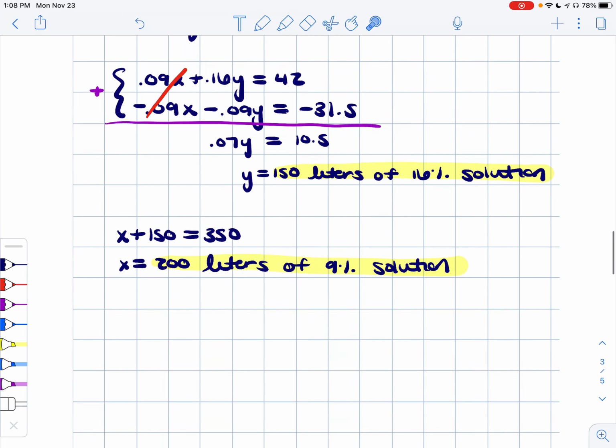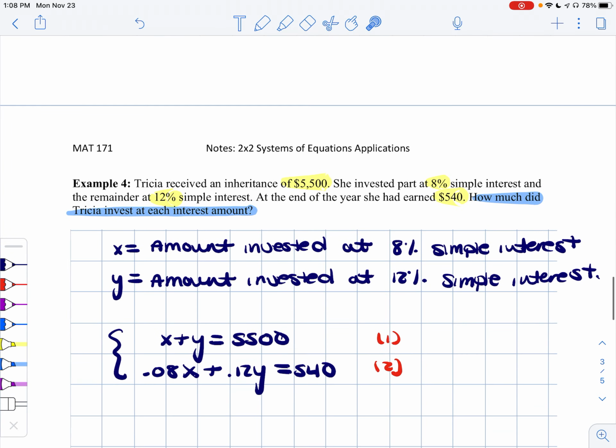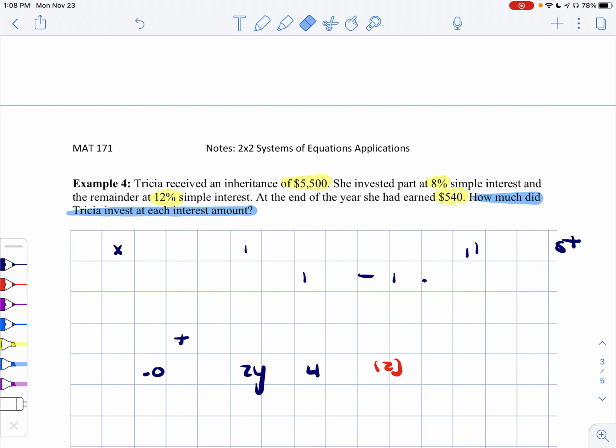All right, let's go ahead and do one more example. Oops. Forget you saw that. It wasn't there. Okay.